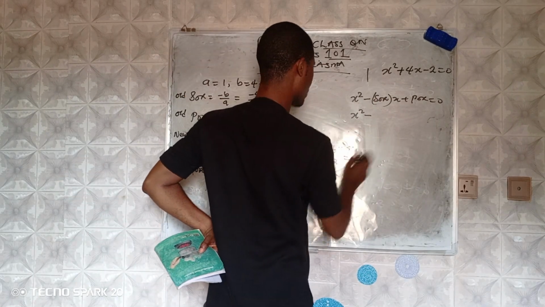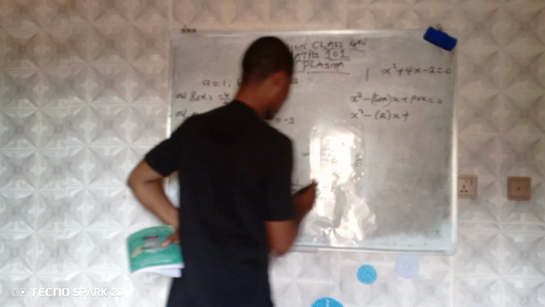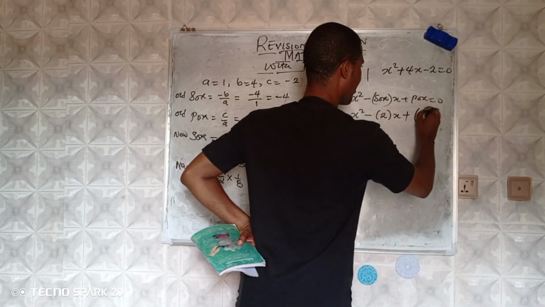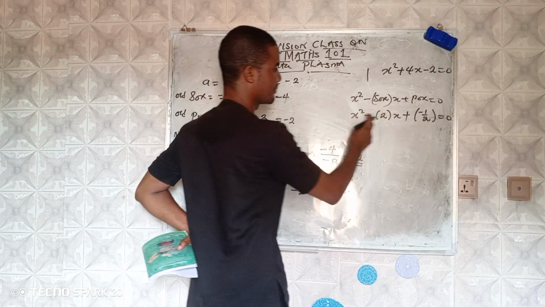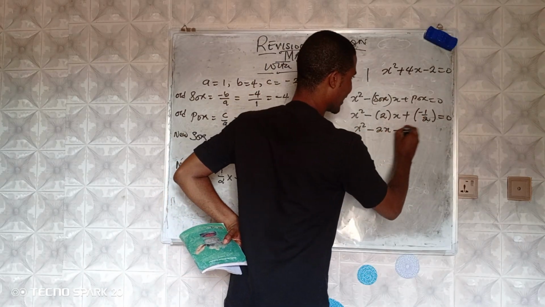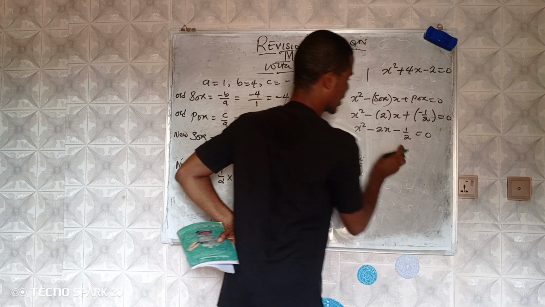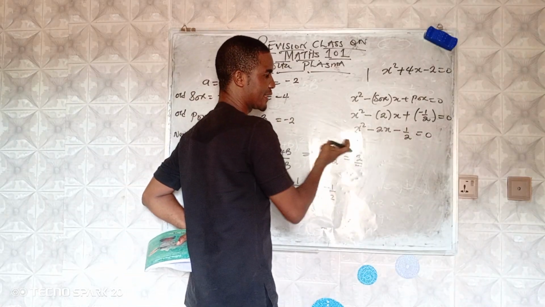Minus 2 is 2. Then my POR is minus half equals to 0. So I try to simplify. This will give me x squared minus 2x minus 1 over 2 equals to 0. We don't accept a fraction there, so I multiply everything by 2.